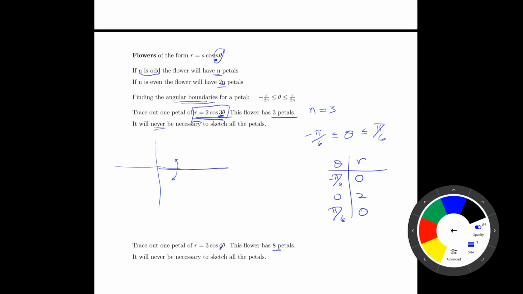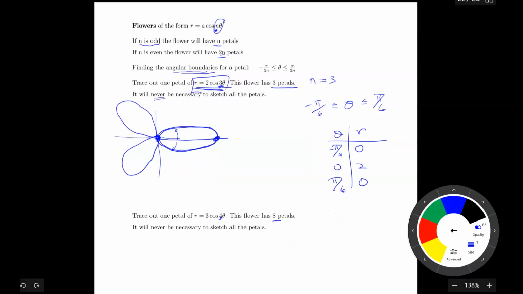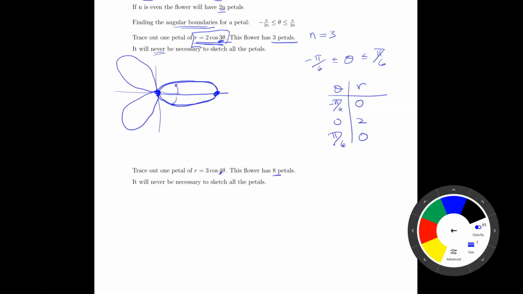So again, here's my xy axis. So at negative pi over 6, I'm at 0, which means I'm at the origin. Then at angle 0, I go out to 2, and I know I'm tracing out a petal, so it must come like this. And at angle pi over 6, I come in here. So this would be tracing out one petal, starting here at negative pi over 6, angle 0, angle pi over 6. And if I was to draw the rest of these petals, it would be something like this and like this. Again, you won't ever need to draw out all of the petals, guaranteed. Okay, so you can see this is symmetric with the x-axis, right?